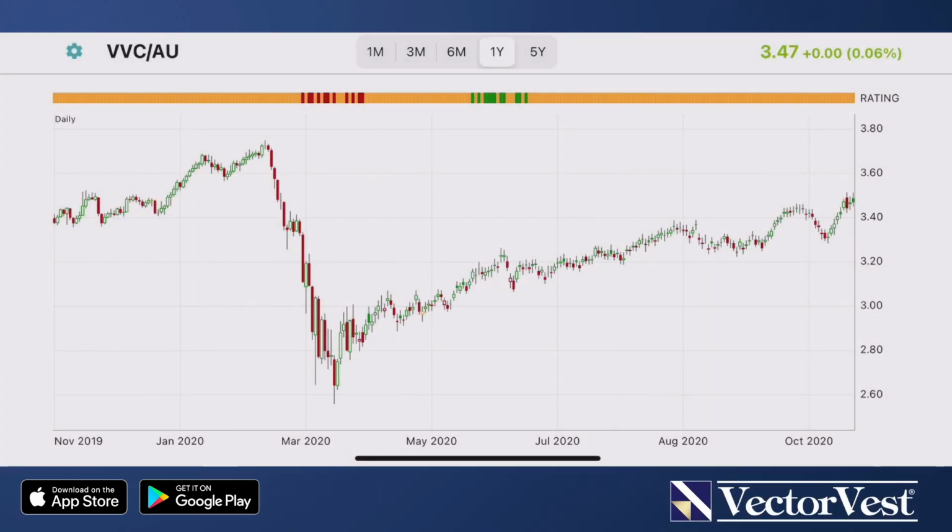We can see a nice recovery so far, still well off its highs on the VectorVest composite, but a nice recovery nonetheless, where you have a consistent pattern of higher highs, higher lows. Unlike the European markets where we started noticing some sideways action just recently, we still have that consistent upward trend here. That's exactly what we want to see.